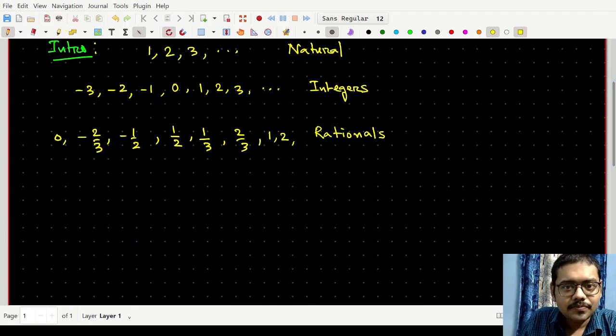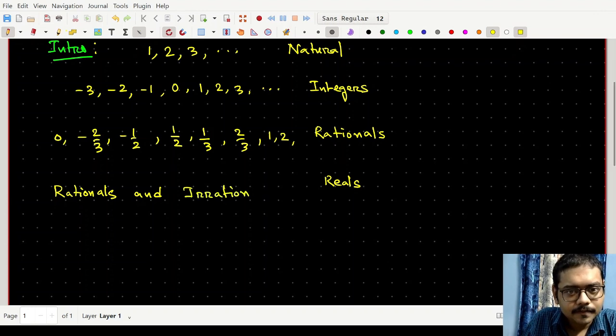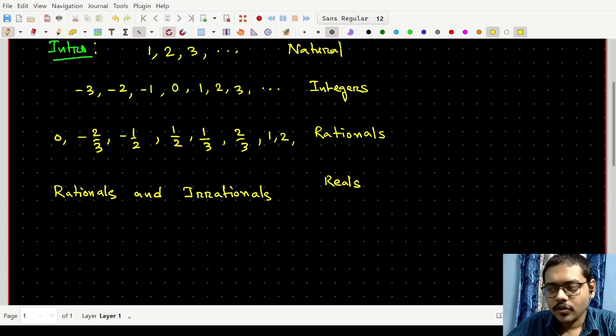And then comes the real numbers, where we include the rationals and irrationals. Numbers that are not quite rational, cannot be expressed as a ratio of two whole numbers.